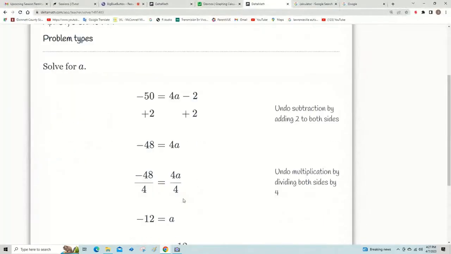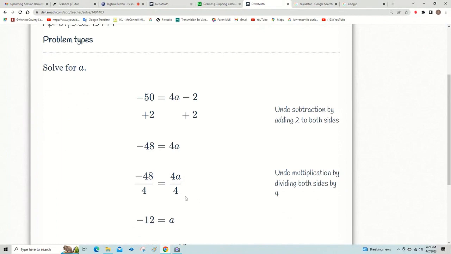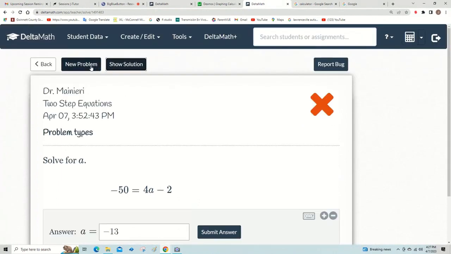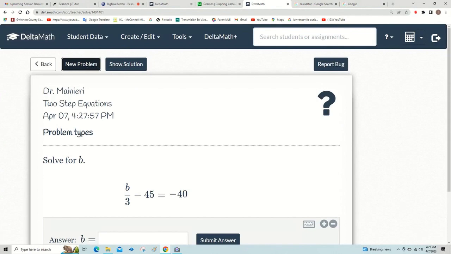And that's what I love about that. Look at the bottom, negative 12. Should have had it. Oh, no. New question and new problem. Here we go. Ouch. Okay.